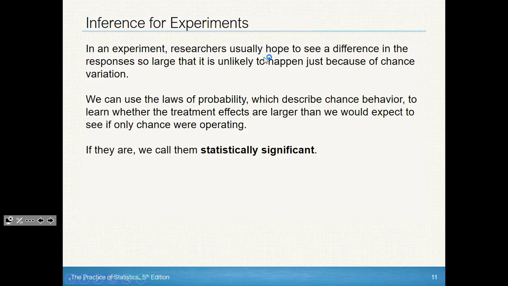In an experiment, researchers usually hope to see a difference in the responses that's large enough so that we don't think it's just due to luck or chance variation. If that difference is large enough, then we call it statistically significant. We can use the laws of probability, which describe chance behavior, to learn whether the treatment effects are larger than we would expect to see if only luck was operating. If it's more than luck, then we call those differences statistically significant.